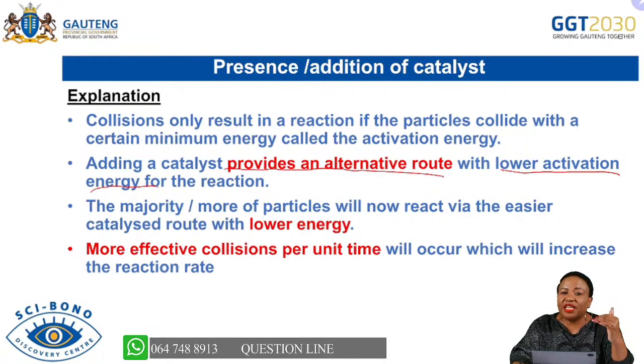If we lower the activation energy, definitely we are increasing the rate of reaction because the particles will collide even more effectively. More particles will now react via the easier catalyzed route with lower activation energy. So the particles will definitely choose the easier route, which has a lower activation energy, and then there will be more effective collisions per unit time, and this will increase the rate of reaction. So we definitely know how a catalyst affects the rate of reaction. It lowers the activation energy by providing an alternative pathway for the reactants to react.